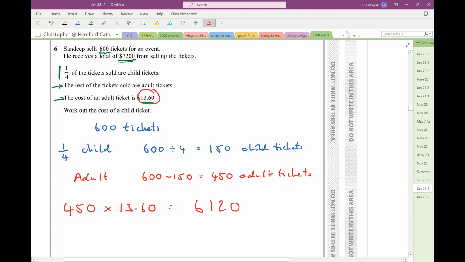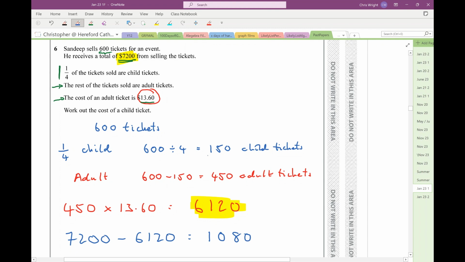Now, what shall I work out next then? I know that's how much he got from the adult tickets. And I know he made 7,200 in all. So from the child tickets, he must have got the rest of his money. So I'm going to do 7,200, all the money he took, minus the amount he sold the adult tickets for. And then I'll know how much in total he got from selling the children's tickets. He got that much from selling the children's tickets.